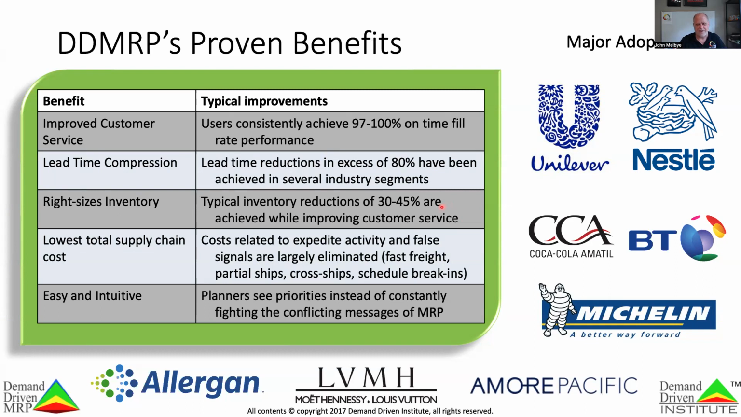We essentially eliminate expedited shipping, schedule break-ins, cross ships, and partials, which means we end up with the lowest total supply chain cost. And it's easy and intuitive when we think about that execution piece, where we determine not by due date, but by the amount of buffer protection that we have remaining.